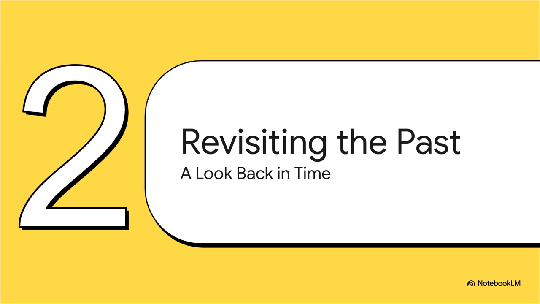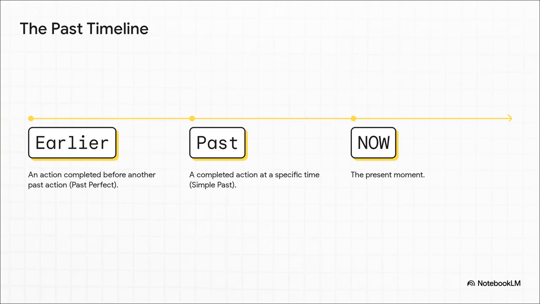All right, buckle up. We're firing up that time machine and heading back. In this next part, we're going to look at how to talk about all the things that are already done and dusted. So as you can see on our timeline here, we're now looking at everything that happened before this very moment. This is the realm of memory, of history, and of stories that have already been told.